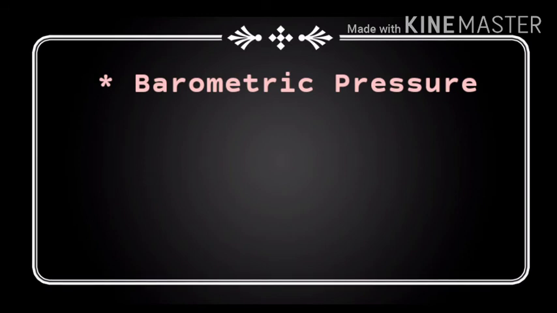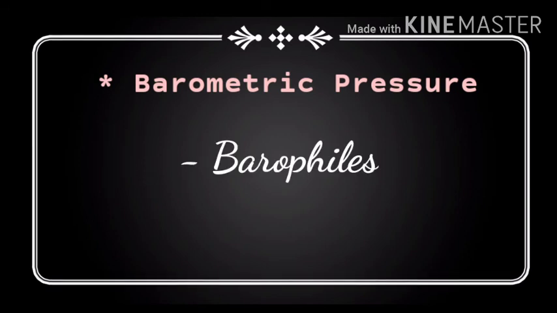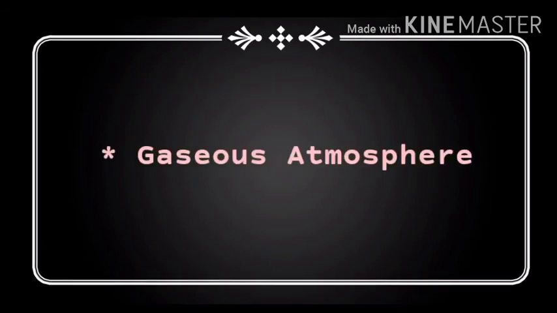So they are called the barophils. For example, the archaeans are considered as barophils. Why? Because they are capable of living in the deepest part of the ocean where there is a high temperature. And lastly is the gaseous atmosphere.